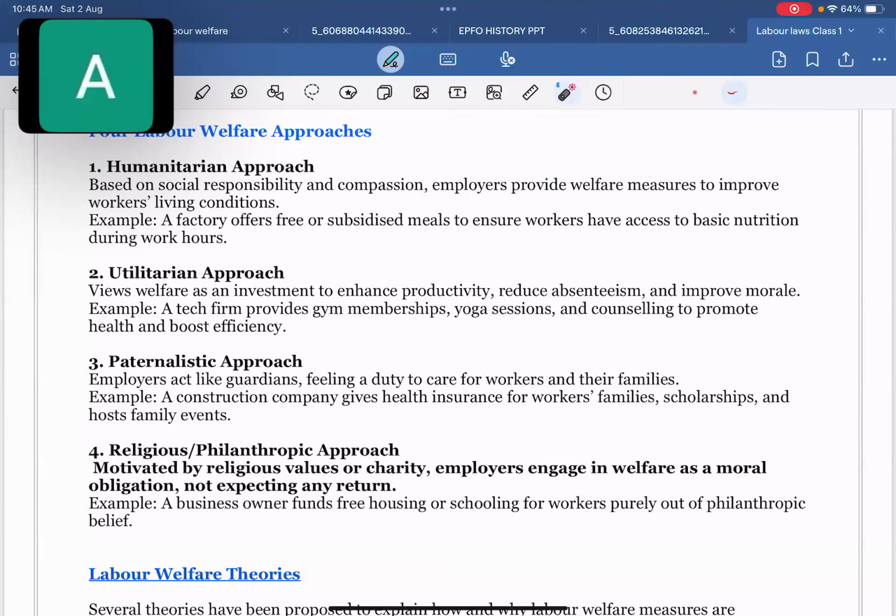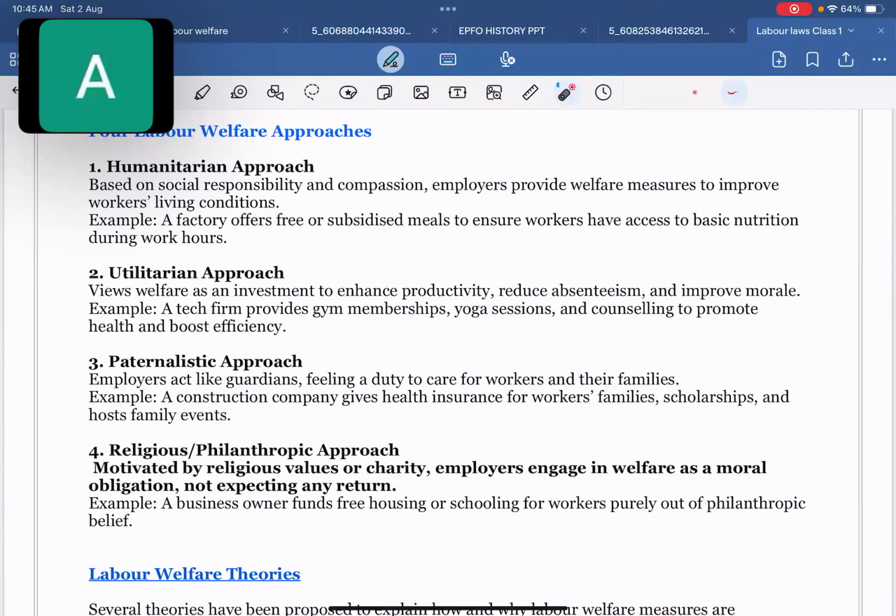Yes. Understand, humanitarian means the things which you can provide for the basic need, right? Yoga session and gym membership are not the basic things. Utilitarian comes with everything for a healthy life.